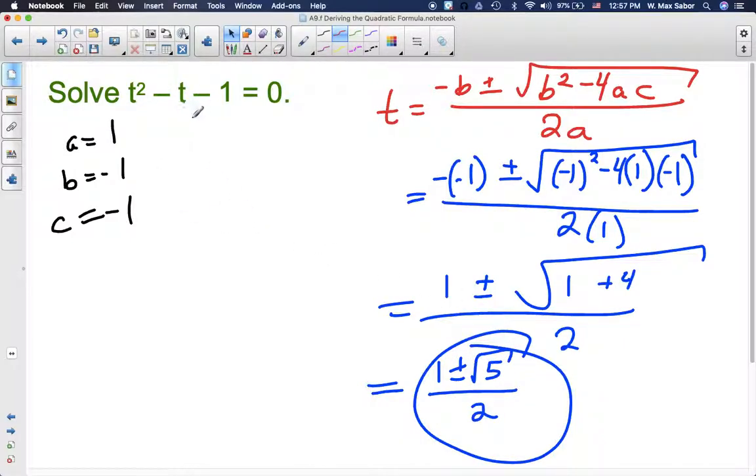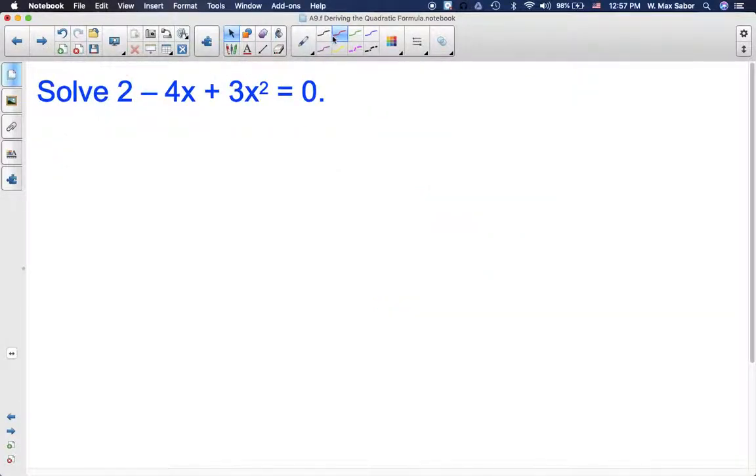You could have completed the square to find this, or you could have factored, but factoring wouldn't have worked. So quadratic formula is probably the fastest way of doing this. Note, this one is tricky. It is tempting to say that a equals 2, b equals negative 4, and c equals 3, but that is not true. A is always the coefficient of x squared, b is always the coefficient of x, and c is always the constant. Now we write our quadratic formula.